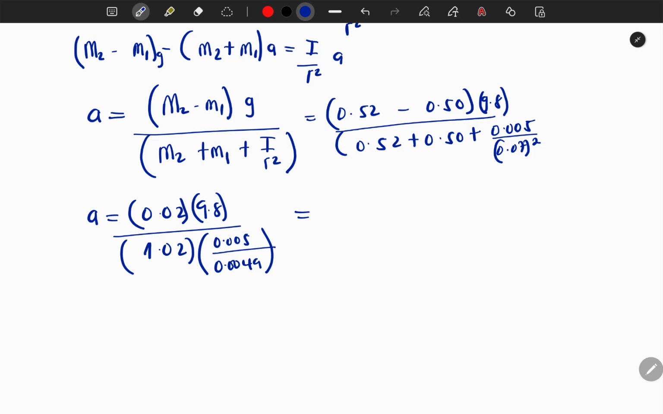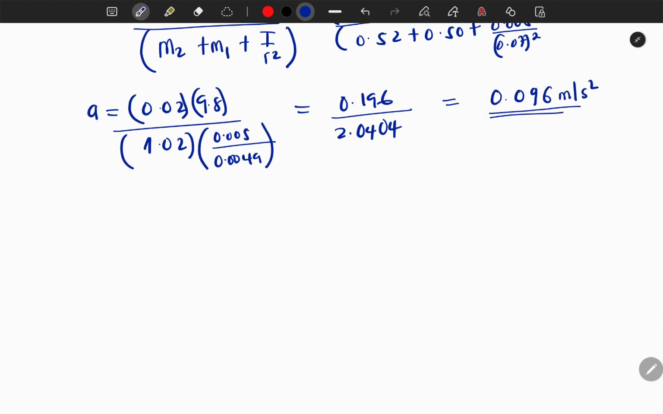All right, so where do we go? Get your calculators, please. Let's punch this together. Punching it in, I'm getting 0.196 over down there. What we get: 1.02, plus 0.005 over 0.0049, I'm getting 2.0404. And dividing everything together, I'm getting 0.096 meters per second squared as the acceleration.